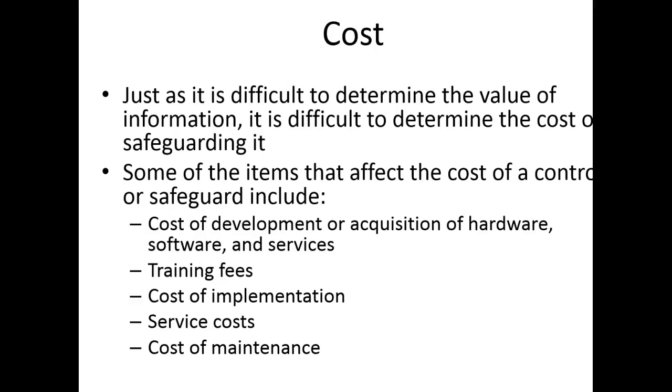So let's look at what is cost. Just as it could be difficult to determine the value of information, it's also difficult to determine the cost of safeguarding it. Some of the items that can affect the cost of a control include the cost of development or acquisition of the hardware and software. We also need to include the training fees, implementation costs, service costs that could be associated with it, and maintenance costs, such as labor expense to verify the continuity of the test, maintaining it, training it, and updating it.